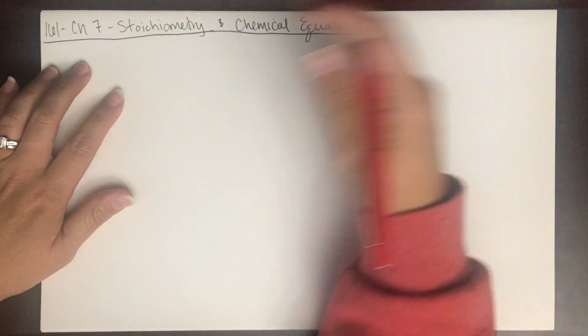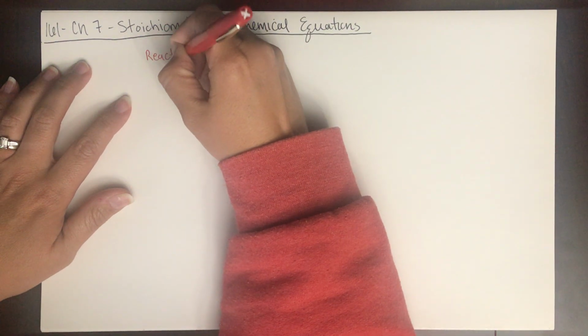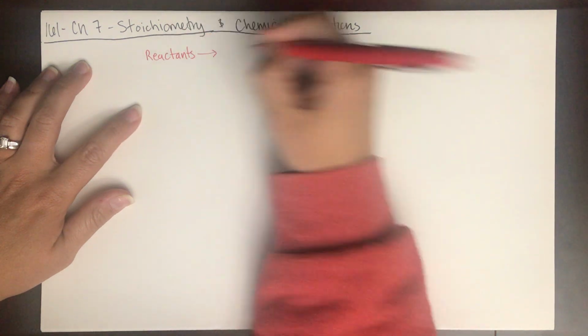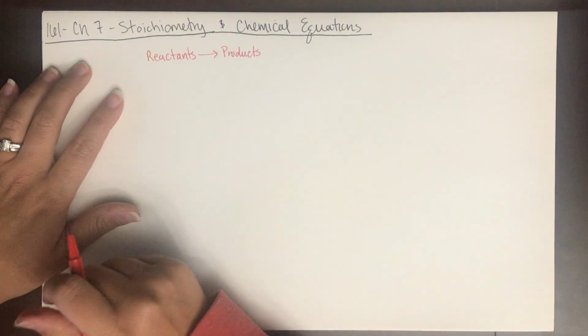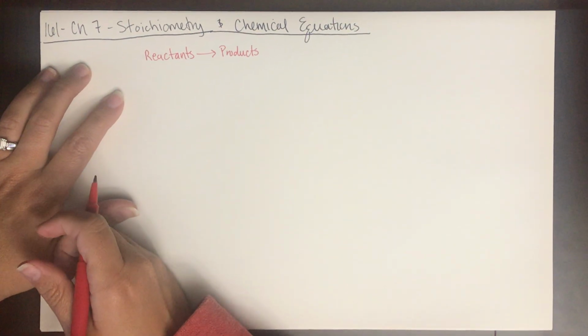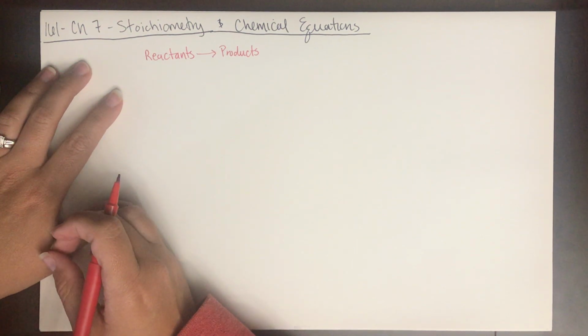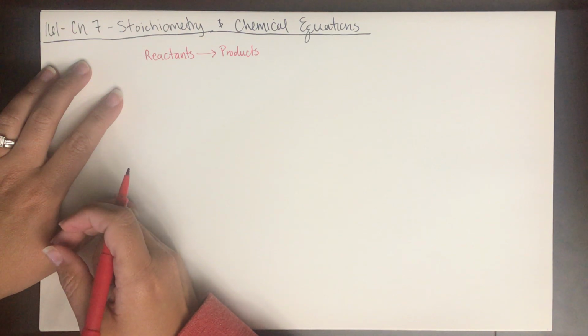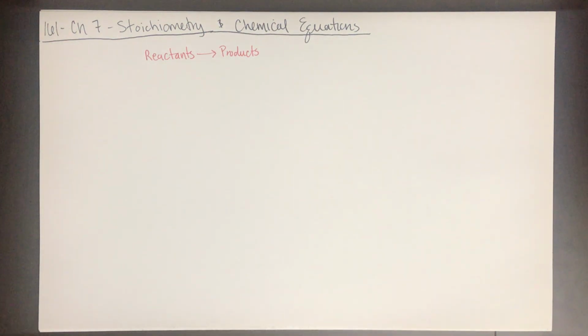A chemical reaction has a few different pieces. It has reactants on the left-hand side, and it produces products on the right-hand side. Most of the time, chemical reactions have coefficients. Coefficients are the molar amounts of the quantities, the reactants and products in that equation. So let me just use an example. Here is a chemical equation.